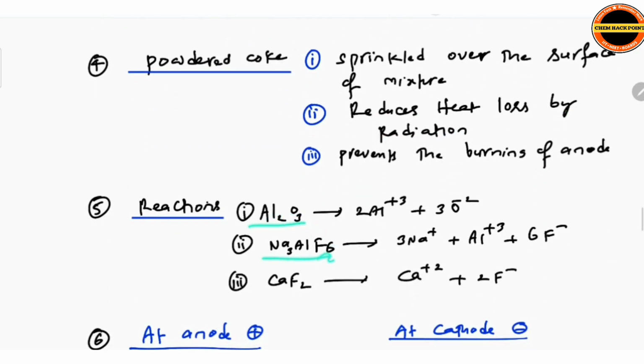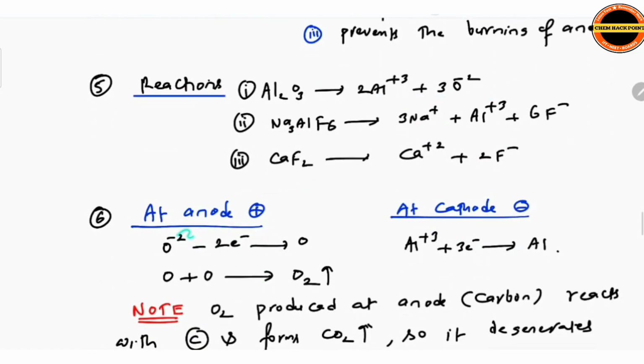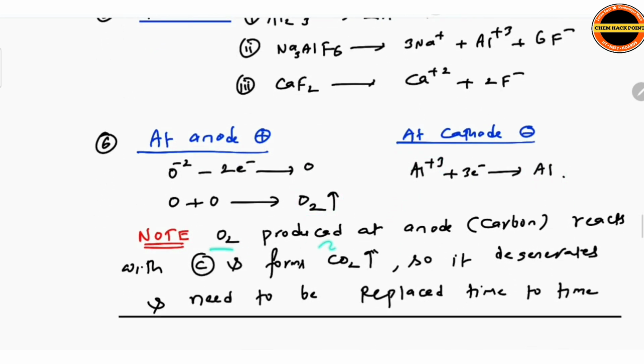Reactions: the dissociation reactions of Al2O3, Na3AlF6, CaF2, I showed. At the anode, O2- undergoes oxidation forming O2 gas. At the cathode, Al3+ undergoes reduction to form aluminium. Keep in mind, O2 produced at the anode, that is carbon, reacts with carbon and forms CO2 gas. So it degenerates and needs to be replaced from time to time. It means carbon is converted into carbon dioxide, so there is consumption of the anode, that is carbon, so from time to time we have to replace it.